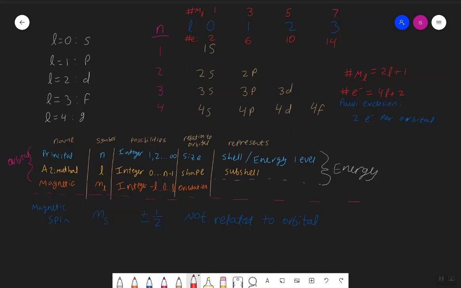You could also compute how many electrons are allowed in each value of n. And if you actually do that, what you'll get is 2n squared. I'll let you see if you can figure that out on your own, but that's not super important.